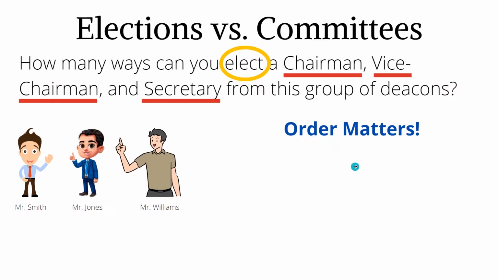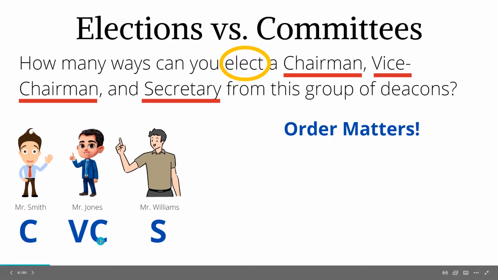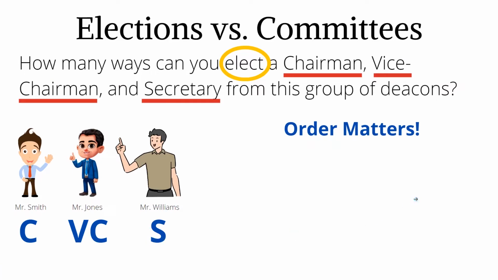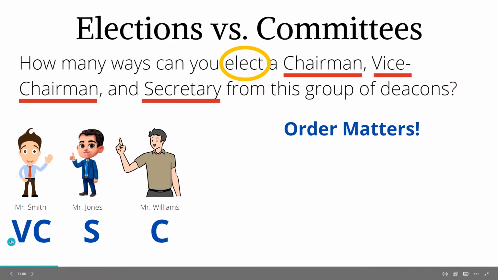Now, in an election, the order matters. And so let me explain what that means. So let's just say we let Mr. Smith be the chairman, Mr. Jones is the vice chairman, Mr. Williams is the secretary. Now, if that was chosen in that order, the reason why order matters is that the first one that we just did is different than if you said, okay, now Mr. Williams is the chairman and Mr. Smith is the vice chairman and Mr. Jones is the secretary. So in an election, order matters.